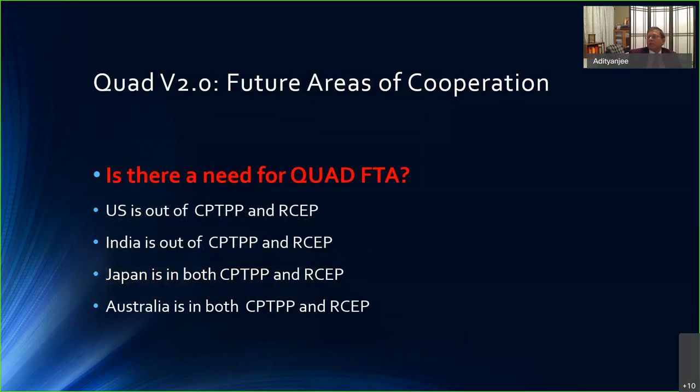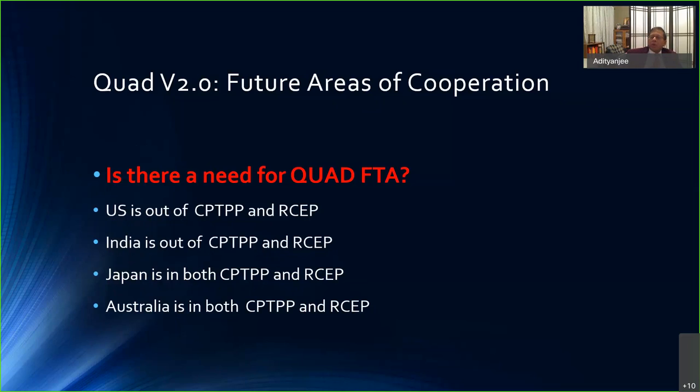Is there a need for a Quad free trade area? So you see that the United States is out of CPTPP, which is the Comprehensive and Progressive Trans-Pacific Partnership, and RCEP, the Regional Comprehensive Economic Partnership. India is also out of those two trade agreements. Both Japan and Australia are within those two agreements. Now, the United States was supposed to be in those two agreements, but because of President Trump's whatever, the United States pulled out. And India was supposed to be in RCEP, but at the last moment in November of 2020, India pulled out because India's concerns were not being taken into consideration.